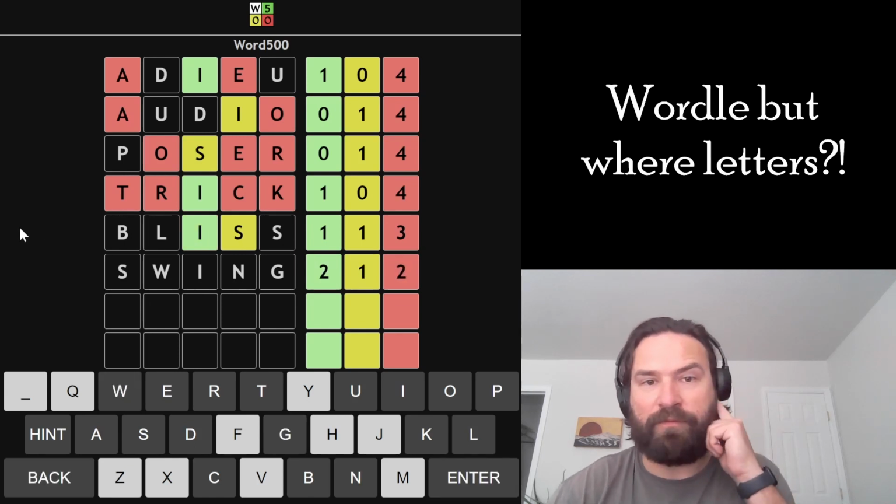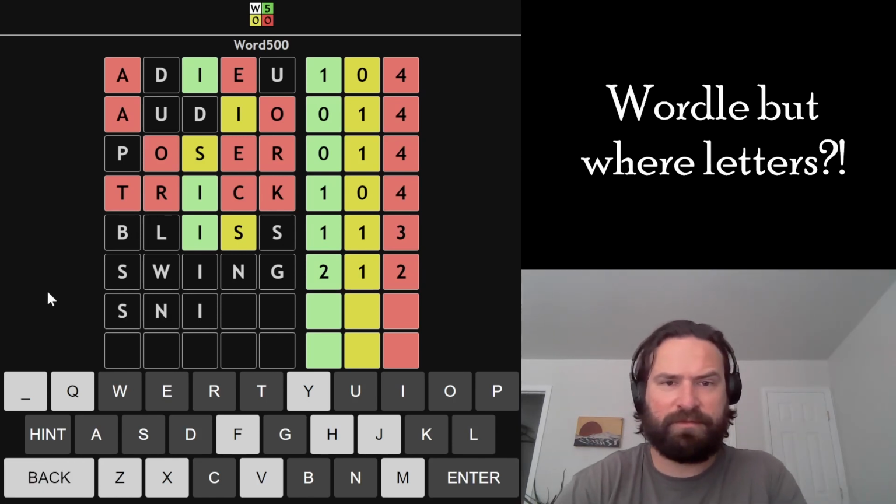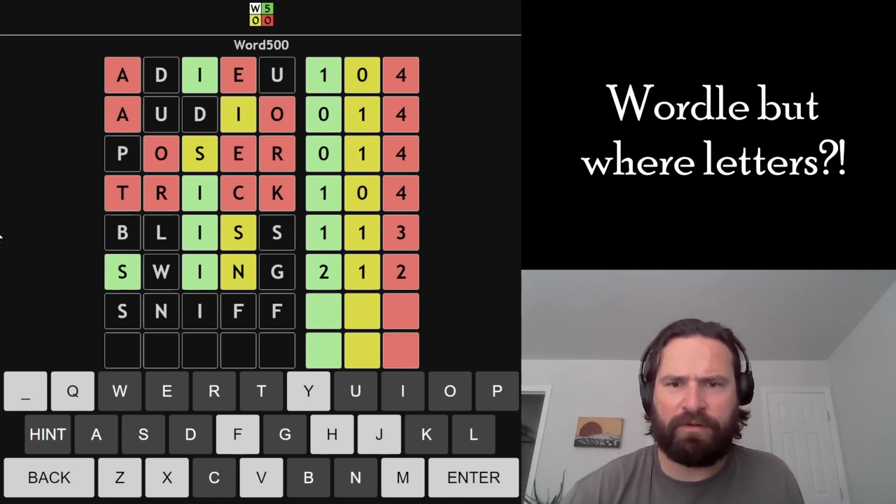I'm baffled. I'm so surprised none of this is working. "Sniff?" So "sniff" treats S as green here, I as green, and then the N would be the yellow. I think that works with everything else we have. It's gotta be, right?